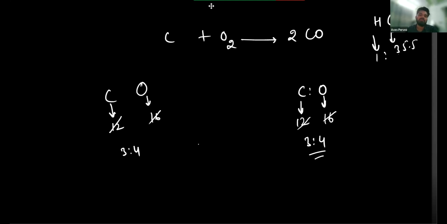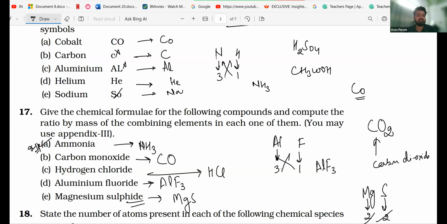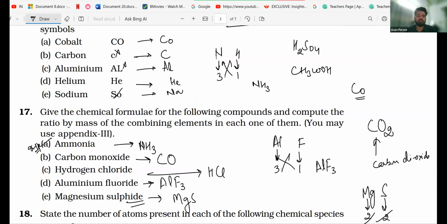Next one was, we have done carbon monoxide. The ratio of carbon monoxide mass is 3:4. Okay, we have done HCl. Its ratio is 1:35.5. Okay, what was the next compound? The next compound was ammonia and then magnesium sulfide.